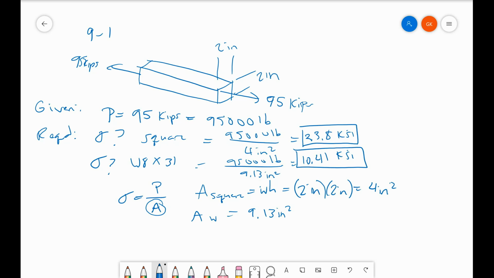So remember for all these problems, it comes down to the same basic equation. You can only solve for 3 things. That's either the stress, the load, or the area. If it's some crazy shape, the area is usually in an appendix, Appendix A. Otherwise, you just have to figure it out from what you're given.